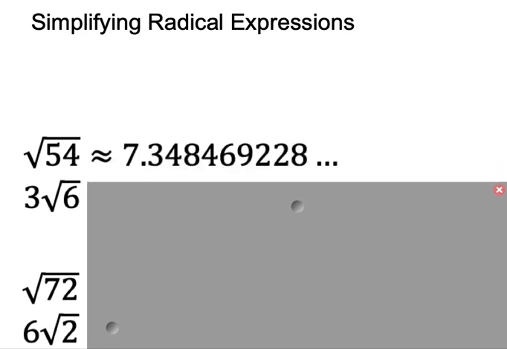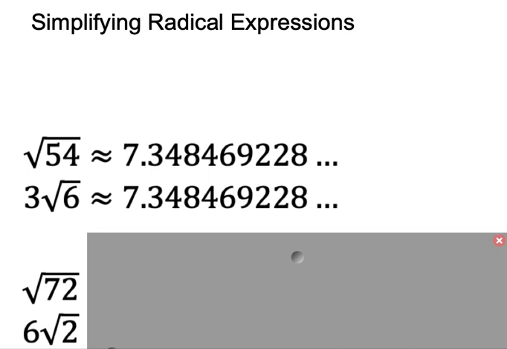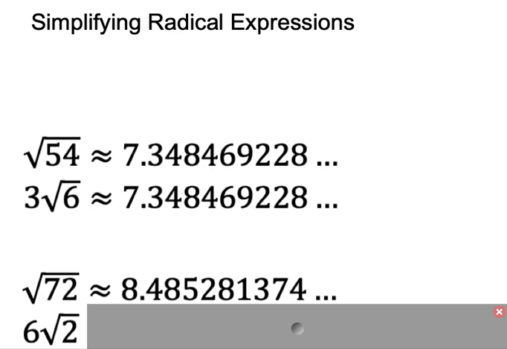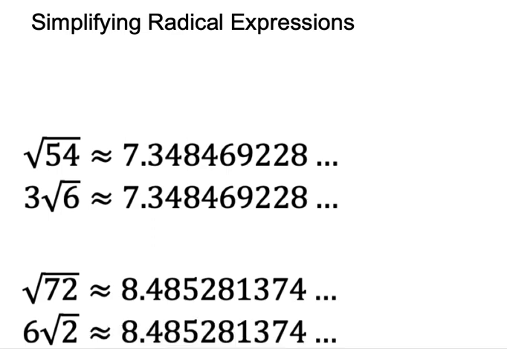If you do the square root of 54 on a calculator, if your calculator displays 9 digits, then it'll show this on the display, 7.348469228. Now, if you then check 3 square roots of 6, you'll find that it's the same number. Same thing happens with square root of 72 compared to 6 square roots of 2. So these expressions, although they look different, end up being equivalent to one another.